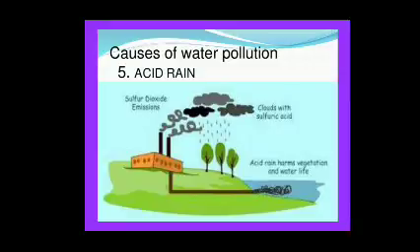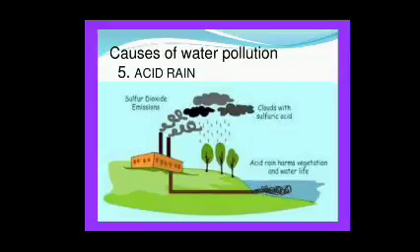industries, power stations, automobiles. These oxides, SO2, SO3, NO, N2O3, N2O5, interact with water bodies and form acids such as H2SO3, H2SO4, HNO3, HNO2, and so on. Their presence in water bodies causes acid rain.